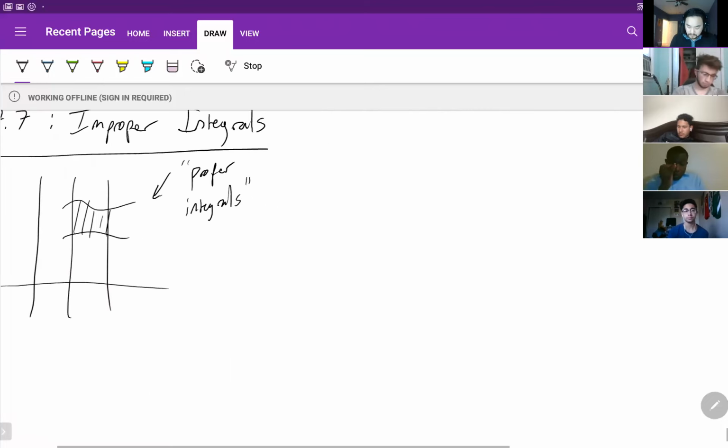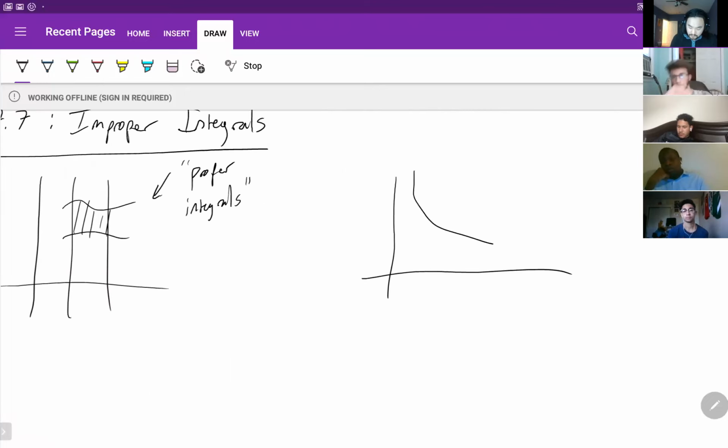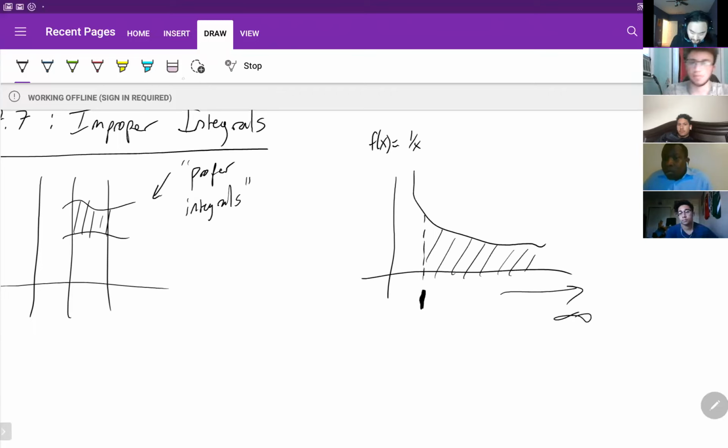So what am I talking about? Well, let's say I have this function. You all should know this. And I'm only looking from, let's say, 1 onward. And I want to know, what is the area under the curve as I go? What if I want to keep going out to infinity and beyond?